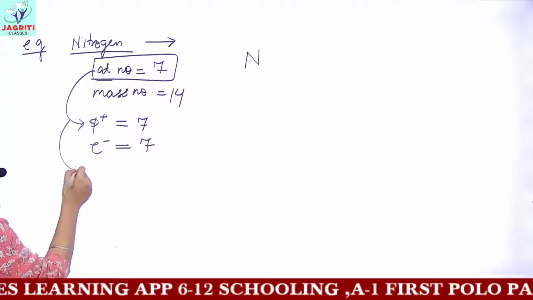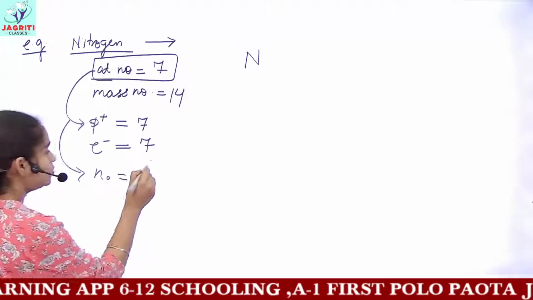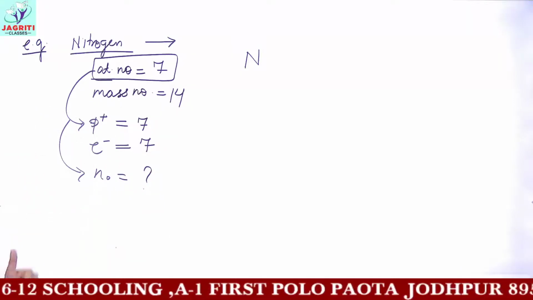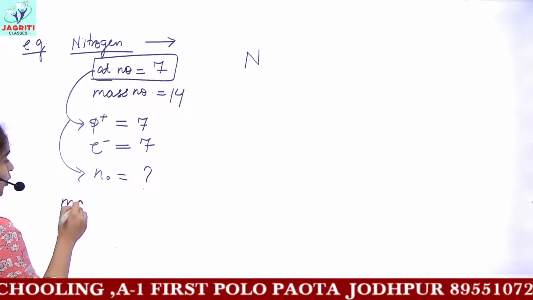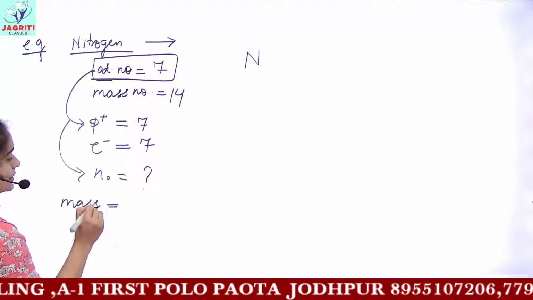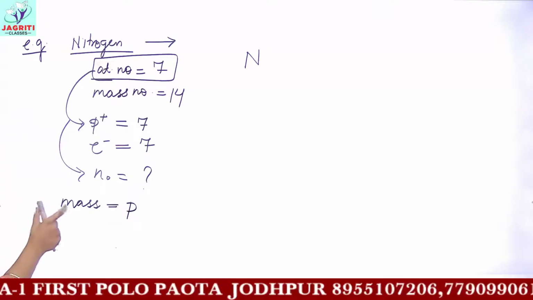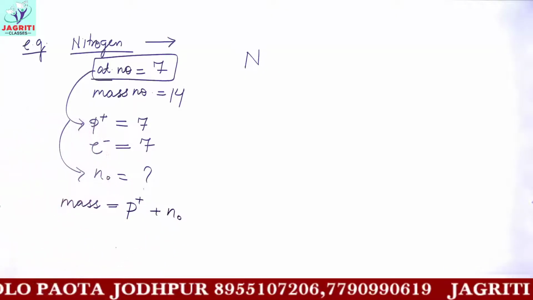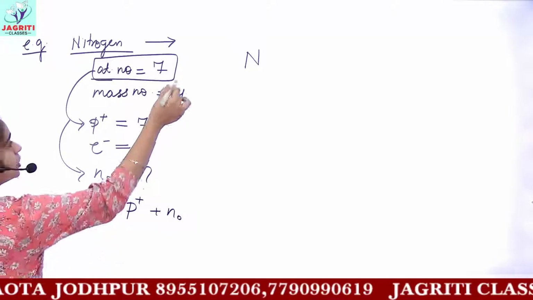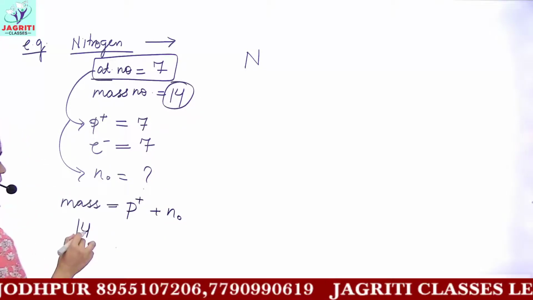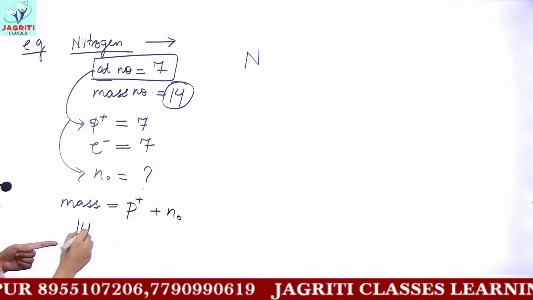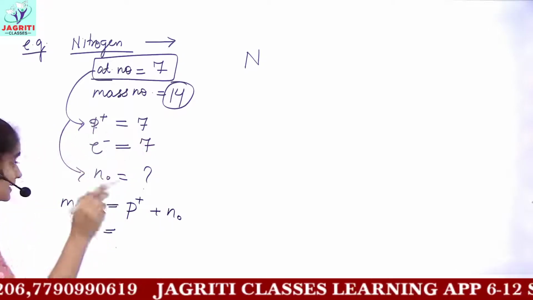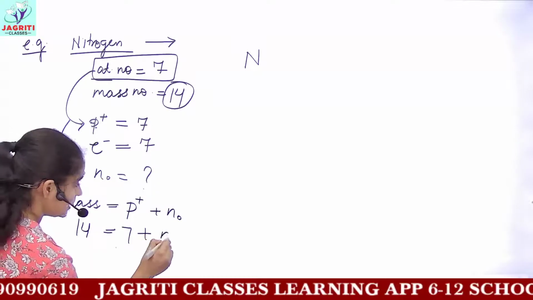Talking about the neutrons, can you find how many neutrons you have in this nitrogen atom? Can you do so? This is very simple. For finding, we know that mass number, or mass of atom, is equal to number of protons plus number of neutrons. Now you have your mass number to be 14. So we have mass number of nitrogen to be 14, and we know the number of protons in nitrogen is 7. So you get 7 plus N0.